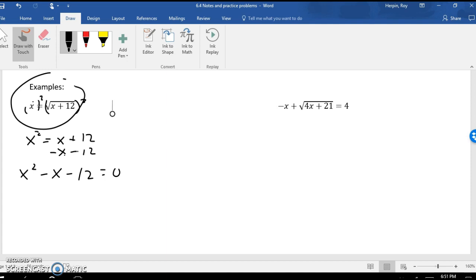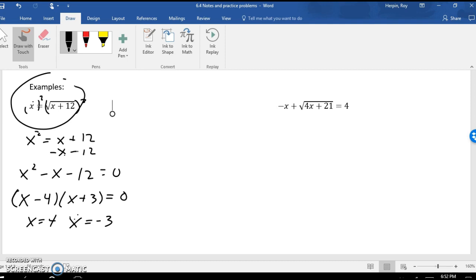And now I just need to factor the left side. So I'm going to use my ACB table, but this one's kind of easy. X minus 4, x plus 3. So hopefully you guys are getting good enough to where you can see those easier ones. If not, like I said, you just got to take some practice. So then I get x equals 4. X equals negative 3. And then I have to check to make sure that both of those work.